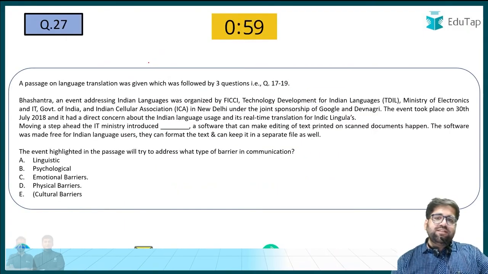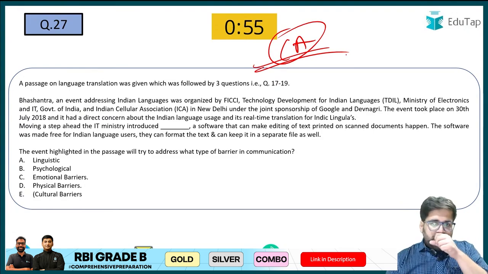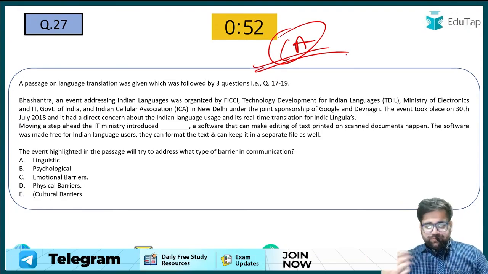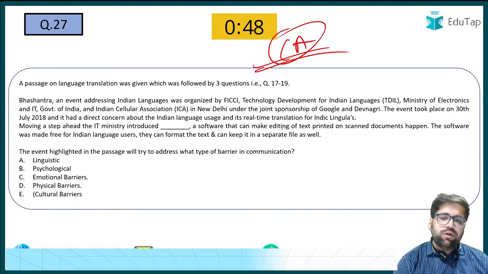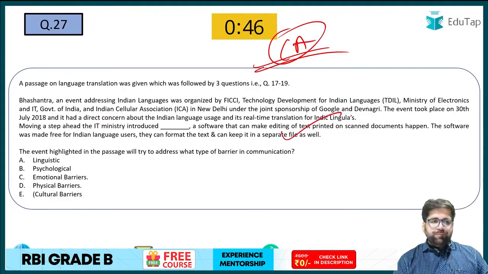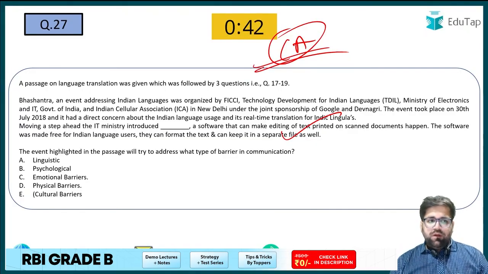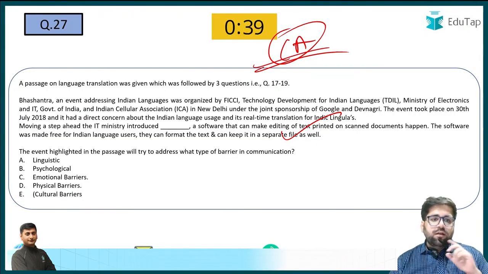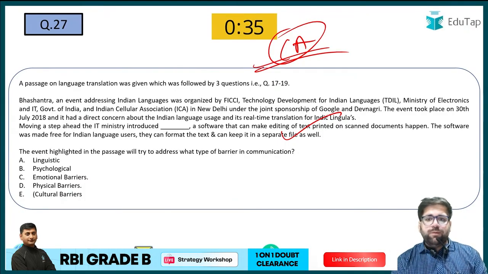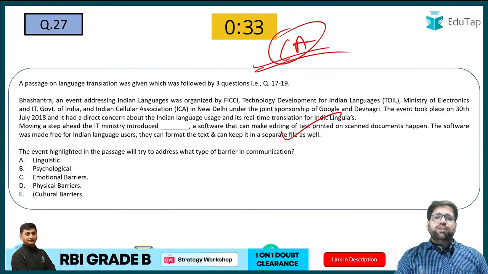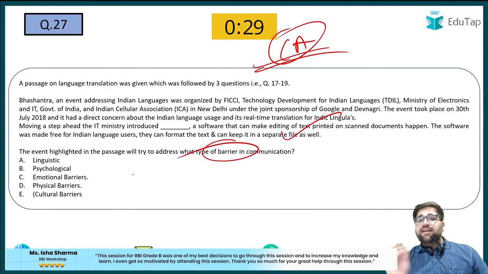Question number 27. This has been clearly based on your current affairs. So even if you are linking your different current affairs to the static part, this particular question could have been solved easily. You just have to understand what the particular passage is talking about. Bhasha Yantra is an event. This particular question is talking about a certain type of barriers. We have just discussed barriers in the one-marker as well.